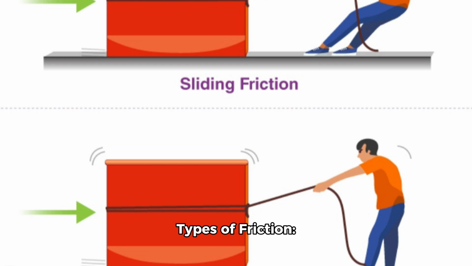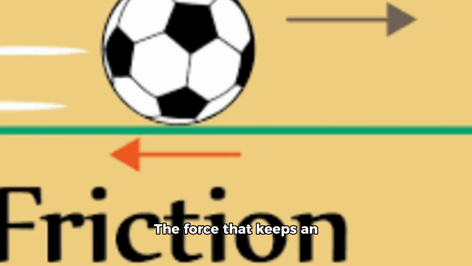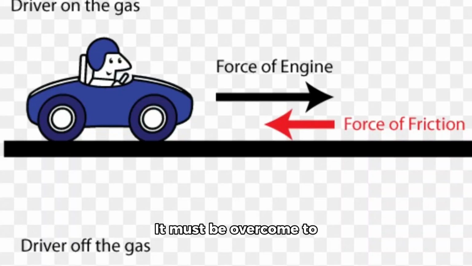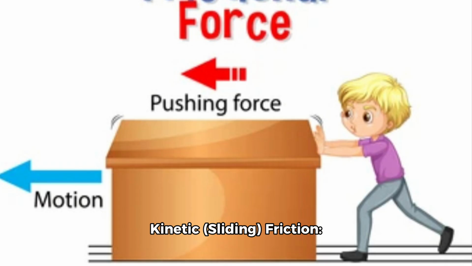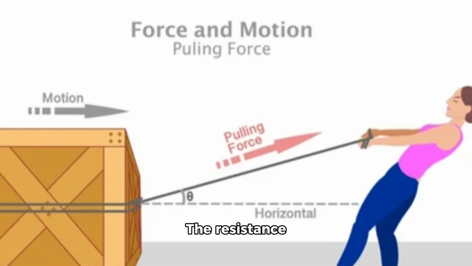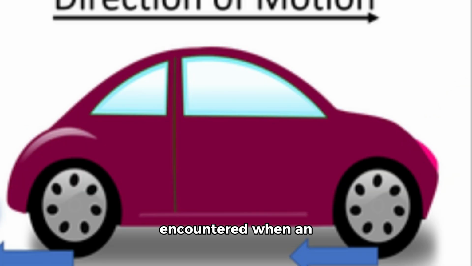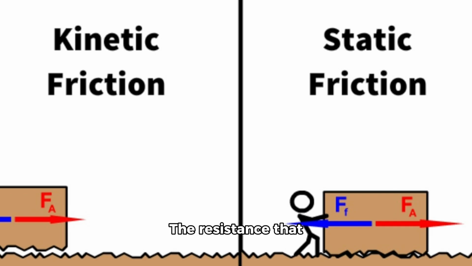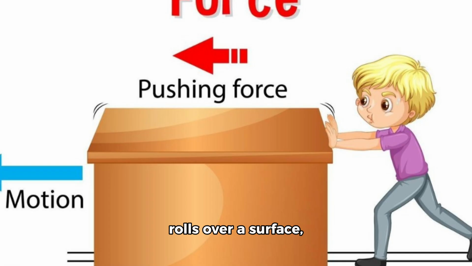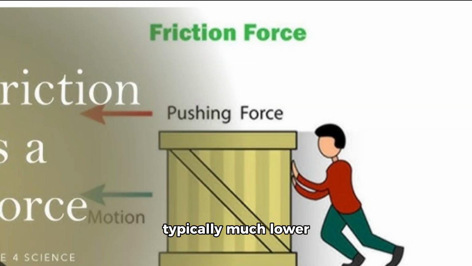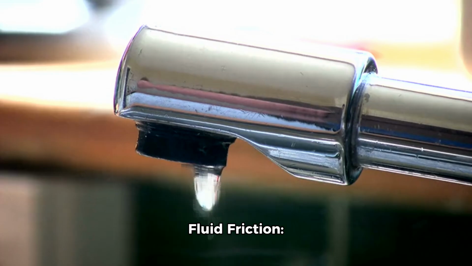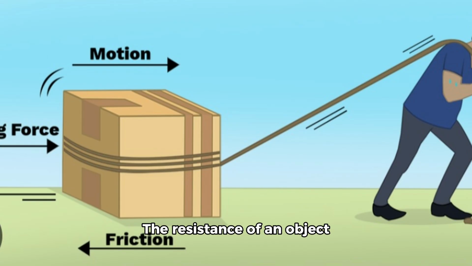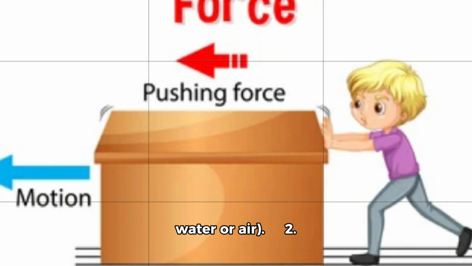1. Types of friction. Static friction: the force that keeps an object at rest from moving. It must be overcome to start moving an object. Kinetic, sliding friction: the resistance encountered when an object slides over a surface. Rolling friction: the resistance that occurs when an object rolls over a surface, typically much lower than sliding friction. Fluid friction: the resistance of an object moving through a fluid like water or air.